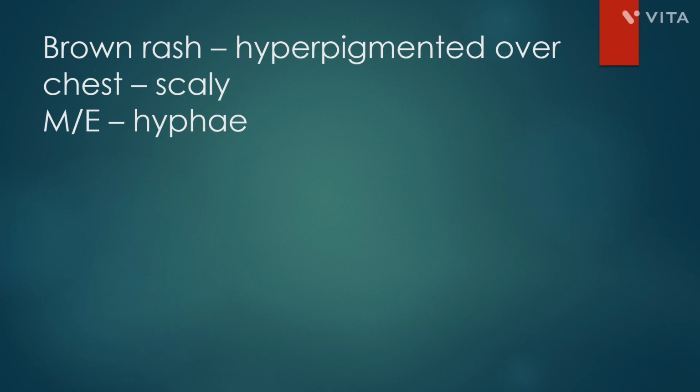Now, a patient with brown rash, hyperpigmented over the chest. It was scaly and microscopic examination showed hyphae. The options included both tinea versicolor and seborrheic dermatitis. Seborrheic dermatitis seemed like the answer. Tinea versicolor is usually hyperpigmented. It's not like it can't be hyperpigmented, but it seemed like seborrheic.